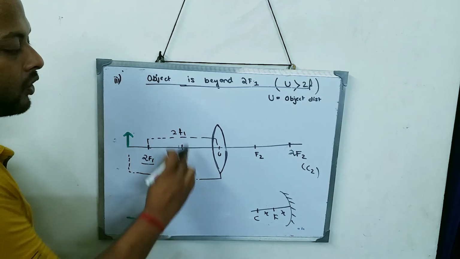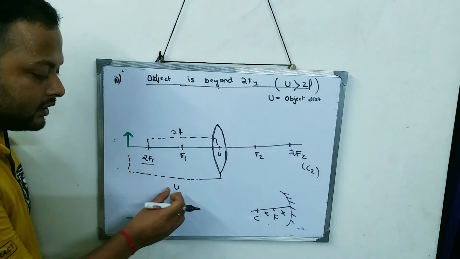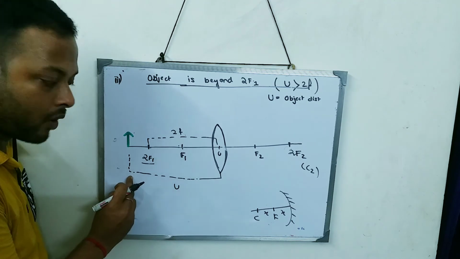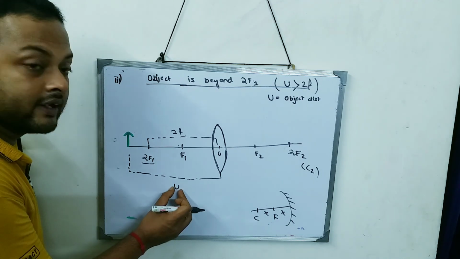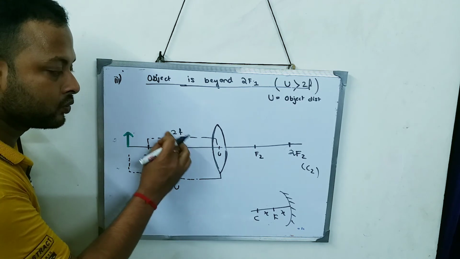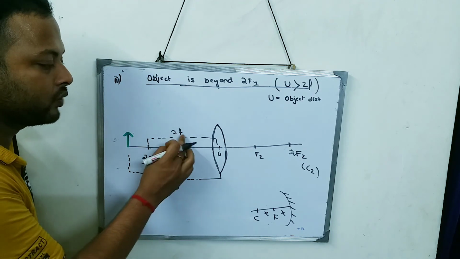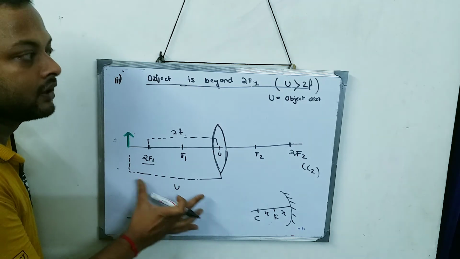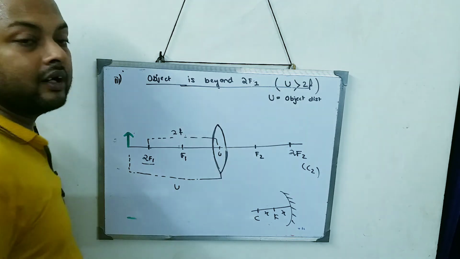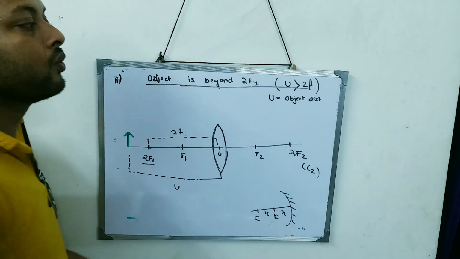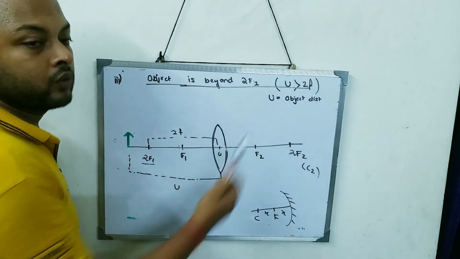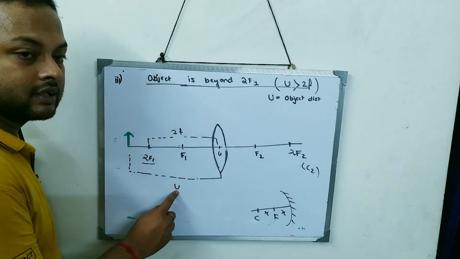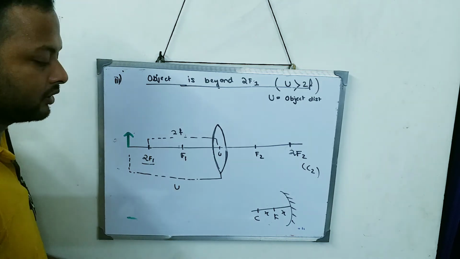2f1 or say 2f. Now you can see this U, which is the distance from the optical center and the object. This U is greater than twice the focal length. This U is greater than 2f, because you can see 2f is only this much and U is from here to here. That is why I've written U is greater than 2f. I hope you understood what I mean when I say U is greater than 2f: that the object distance is greater than twice the focal length.